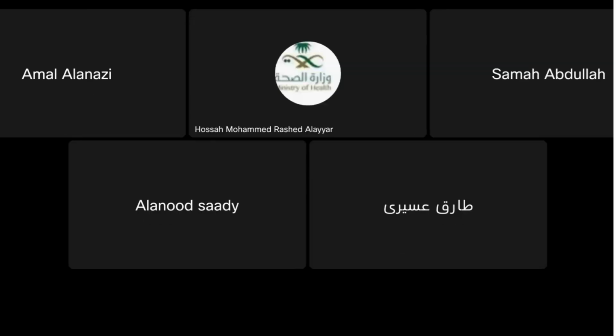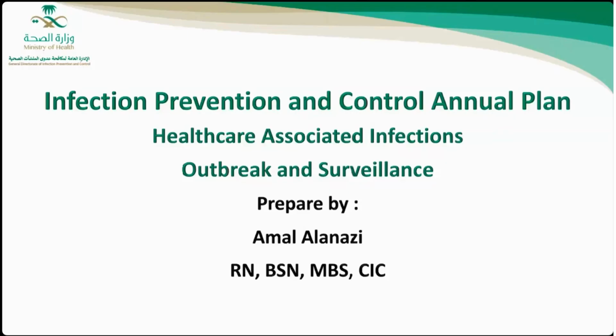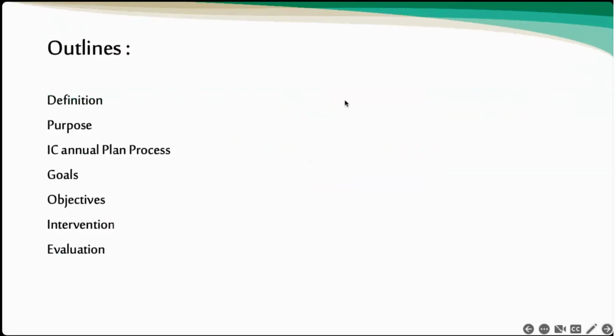Infection Prevention and Control Annual Plan. So our outline today: definition and purpose of the annual plan, infection control annual plan process, goals, objectives, intervention, and evaluation.